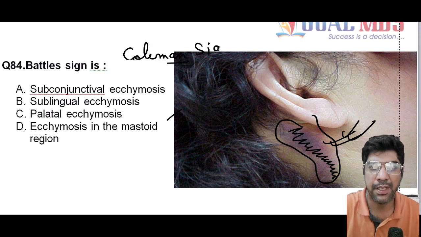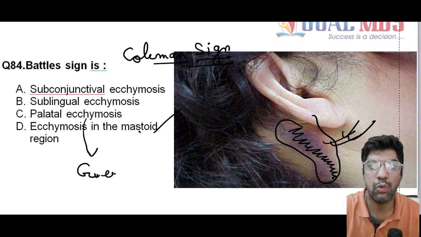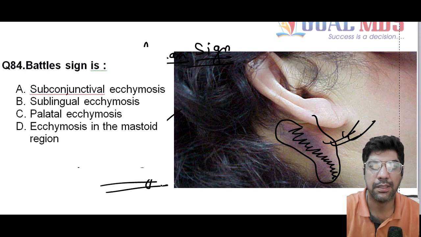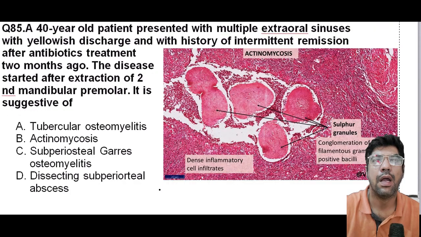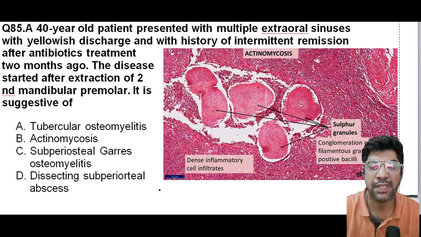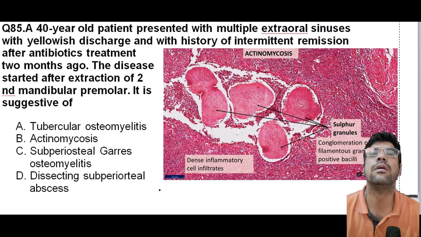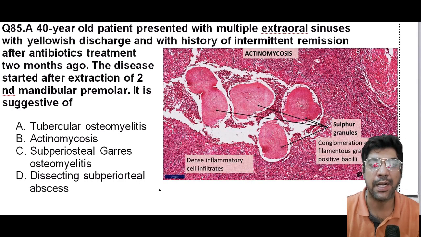Other sign, remember, Guerin's sign. So hematoma in the mandibular lingual sulcus is pathognomonic of mandibular body fracture. That refers to Guerin's sign. Remember that. And palatal ecchymosis is the Coleman sign. Hematoma in the post-palatal region due to bleeding from the greater palatine artery.